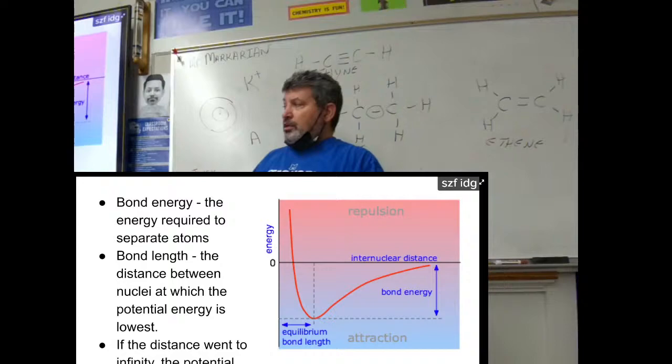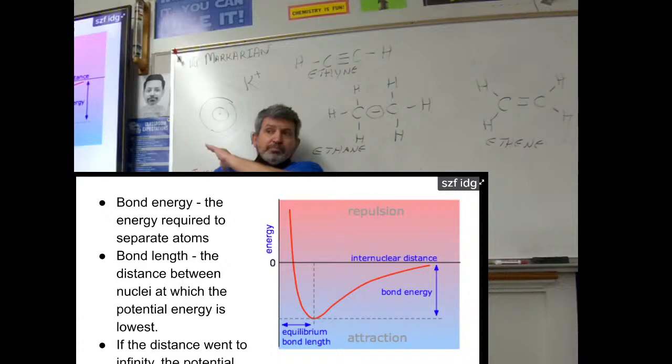And it takes more energy to get a triple bond apart. So just think, the shorter the bond length, the harder it is to get apart, because remember, they're attracted to each other. So to get them apart, you have to put energy in to separate them. Okay.